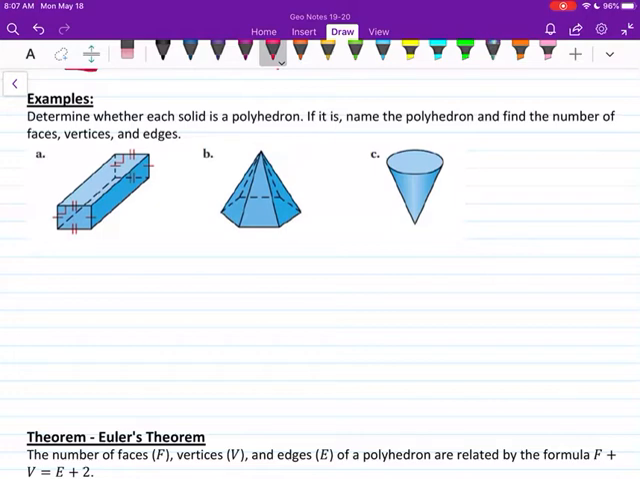So is it a polyhedron? Yes. Why? Because all of the sides are polygons. So polyhedron, yes. Number of faces is going to be the number of sides. So I have the front, the back, top, bottom, left side, right side. So there are 6 faces. The number of vertices are going to be the corners where those faces meet. So I have 4 corners in the back and 4 corners in the front. So there are going to be 8 vertices.